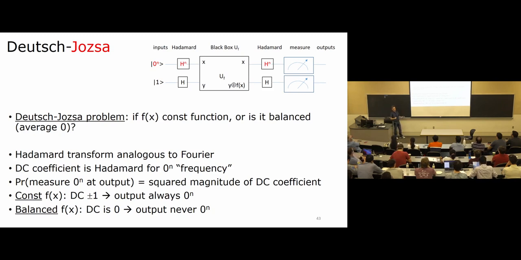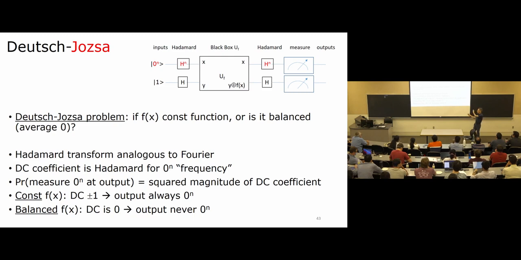So now, going back to our problem, if it's a constant box, at the output of the black box before the second round of Hadamards, everything is either plus 1 or minus 1. And therefore, all these amplitudes are plus 1 or minus 1. And therefore, the DC coefficient is either plus or minus 1. And therefore, I always measure all zeros. What if it's a balanced function? The DC coefficient is 0. If it's 0, it means that the probability of measuring all 0 is 0. Never measure all 0. So I perform this oracle one time. I evaluate at the very end whether I measure the all zeros. In that case, it's balanced or not. Well, in the first case, it's constant. In the second case, it's balanced.